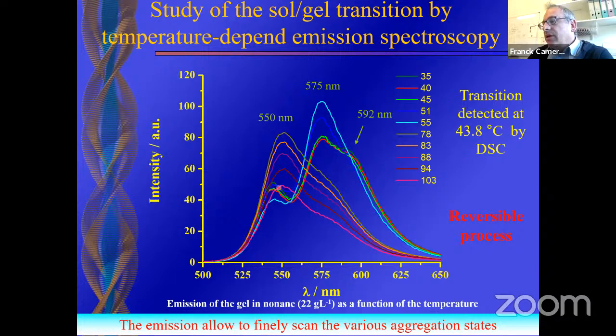So this also allows us to determine in some ways the sol-gel transition. So the process is completely reversible. If you heat the solution, you first lose these shoulders. You have only this excimer emission, and after you have only the monomer at high temperature.